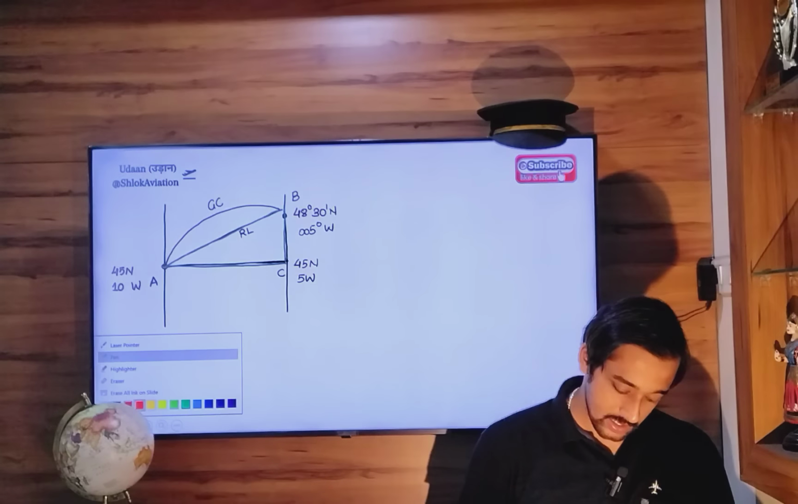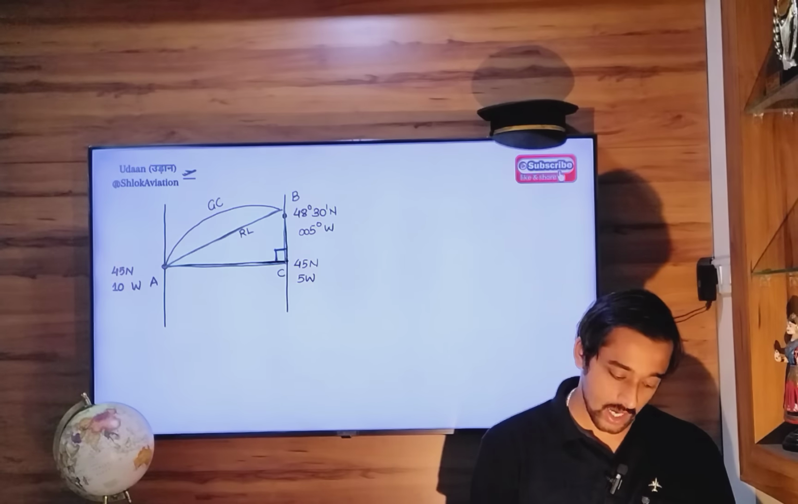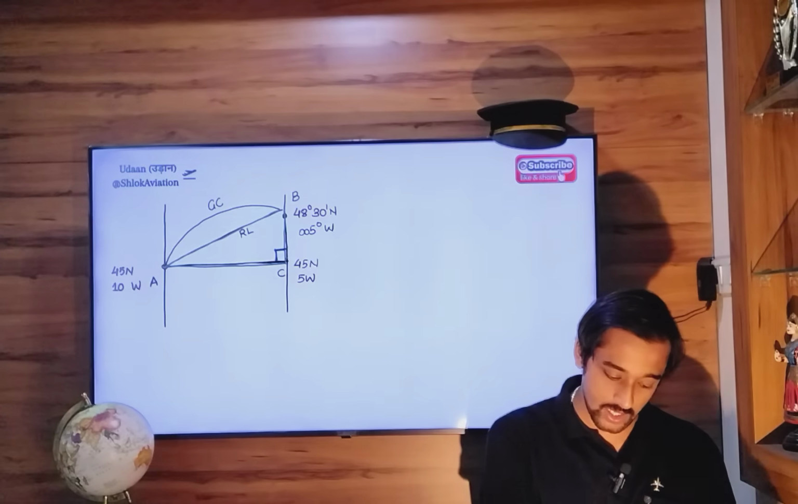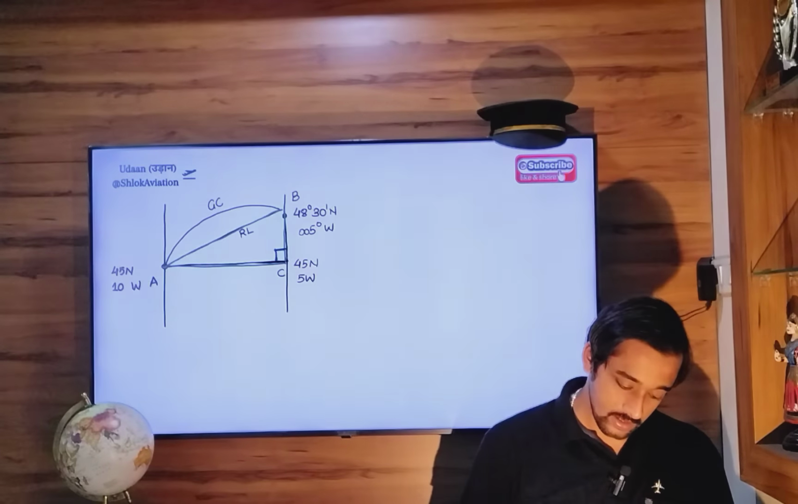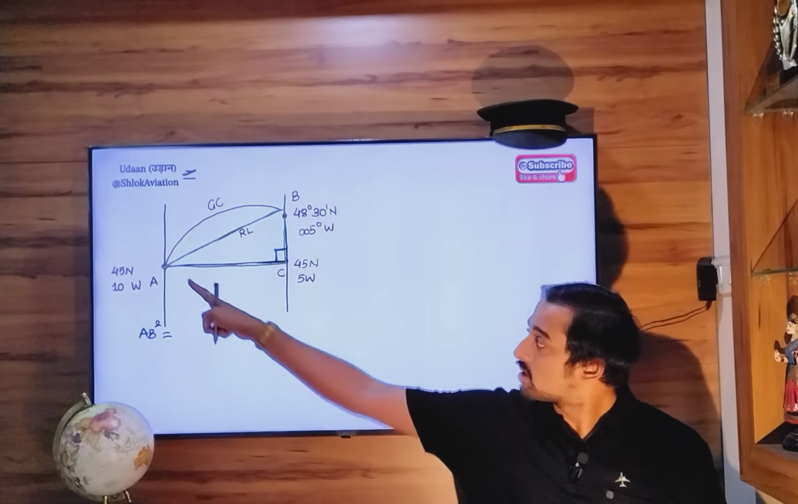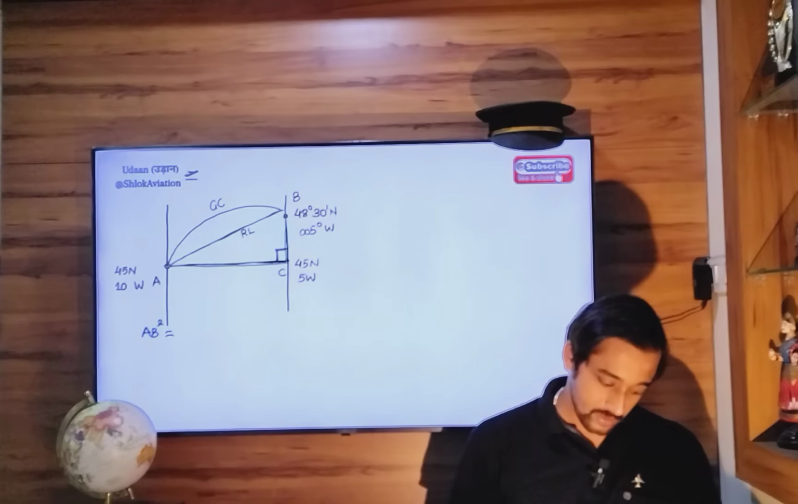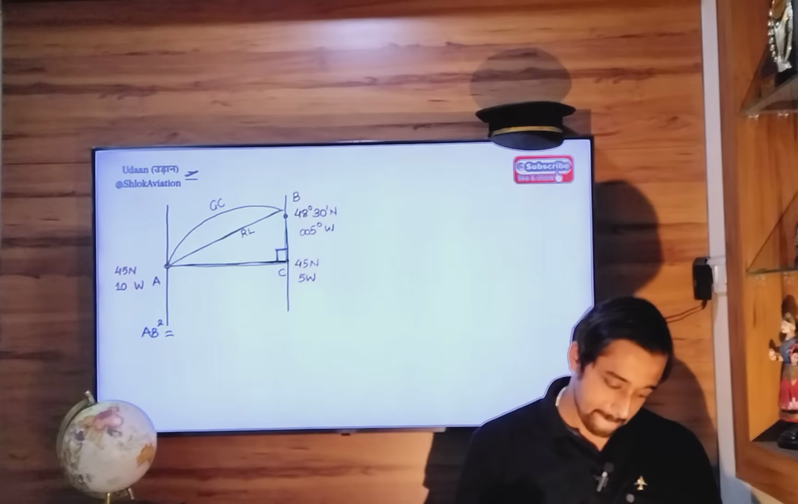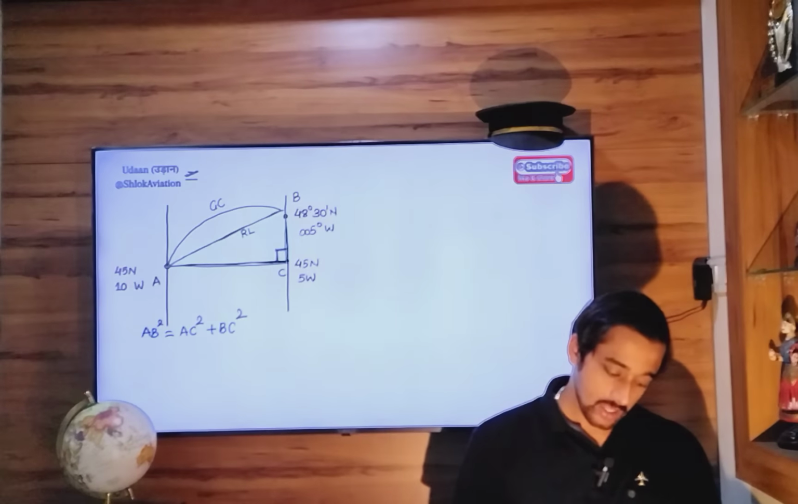Now we have this 90° angle, so it becomes our Pythagoras theorem. In this Pythagoras theorem, AB square will be equal to AC square plus BC square.